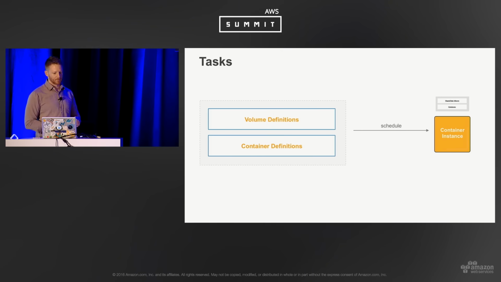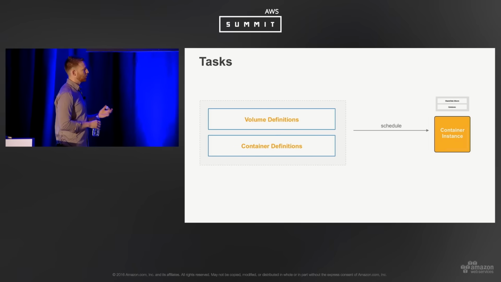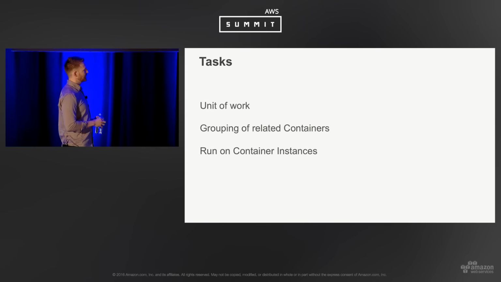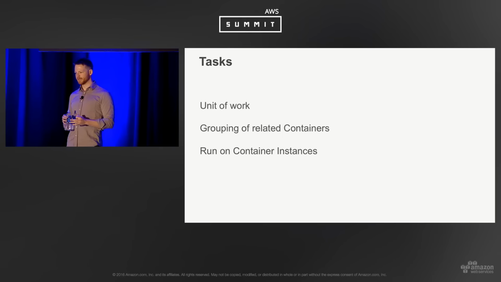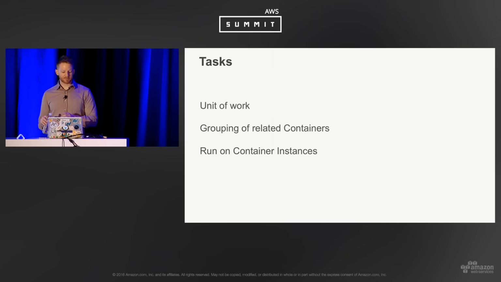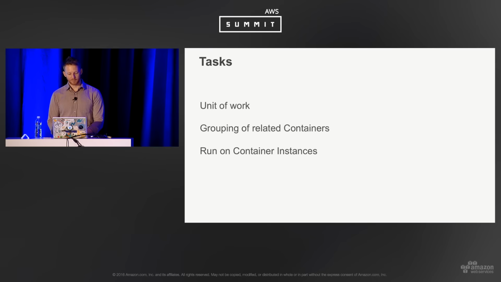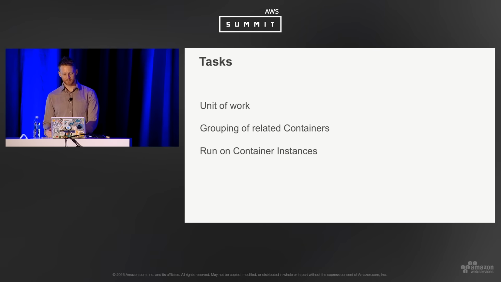So as I mentioned, a task is an instantiation of a task definition. It's the core unit of work in ECS. And you really should just think about it as a grouping of related containers. It can be 1, it can be 10, but they just are what is actually running on the container instances. And you can run as many tasks on a given instance as will fit. So the scheduler will kind of take care of that for you. But you don't have to worry about the actual resource utilization on the instances so much. If the task won't fit, then the scheduler will find a different place to run it on the cluster.